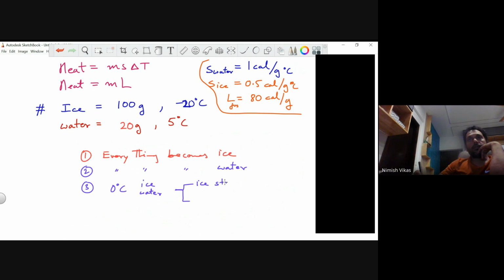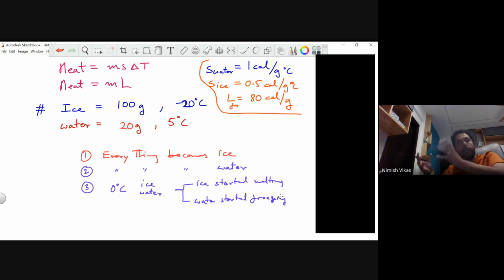Ice started melting, or water started freezing. Now you take your time. I've got a lot of time. I'm not going to give you a calorimetry question until you do this without the calorimeter present. Calorimeter is a container in which you'll be putting all this. So make a rough calculation and ensure what is happening.